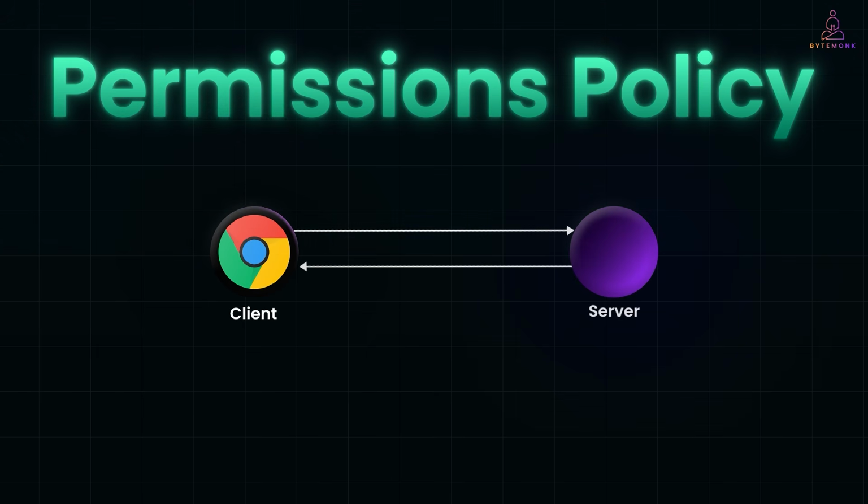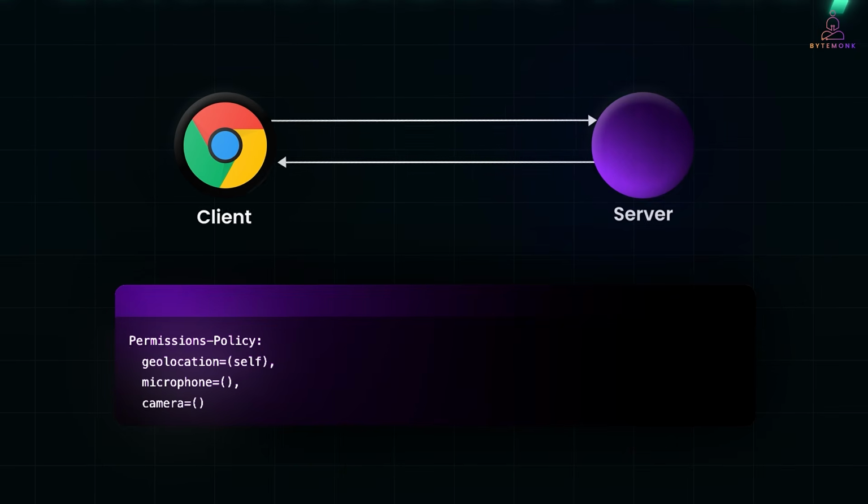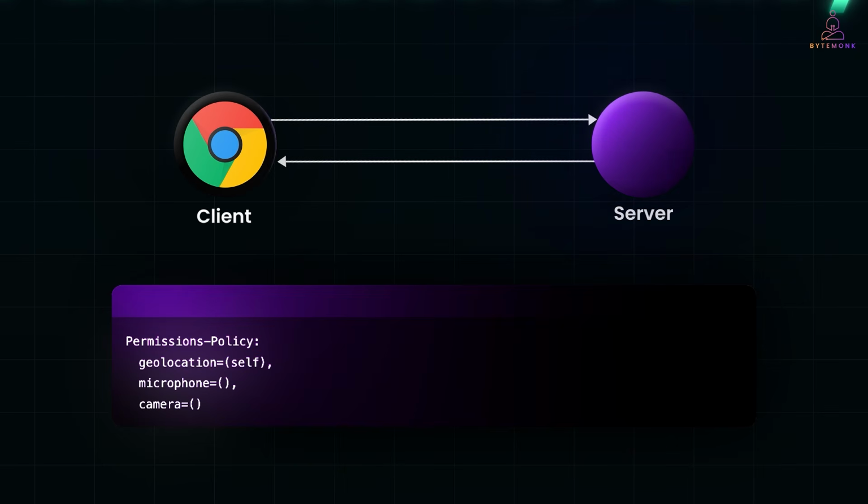You define who gets access to what, right from the response header. Only your own site can access geolocation. Mic and camera, blocked completely, even by accident. It's clean, declarative, and gives you a security budget you control.